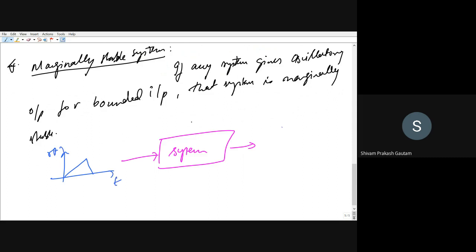And for this input, if our system is providing the oscillatory response, as you can see, it is never dying or never reaching zero at time equal to infinity. If this kind of response is observed for bounded input, then we can say that our system is working in a marginally stable condition. This is the first definition.